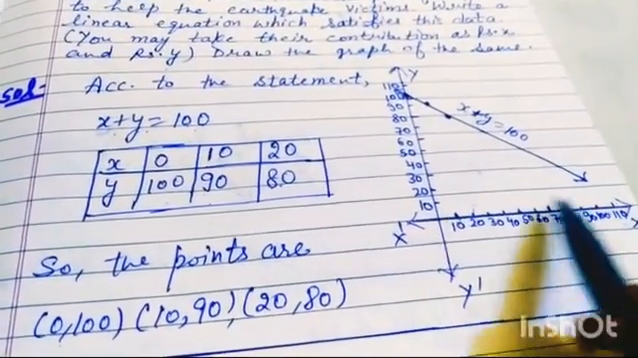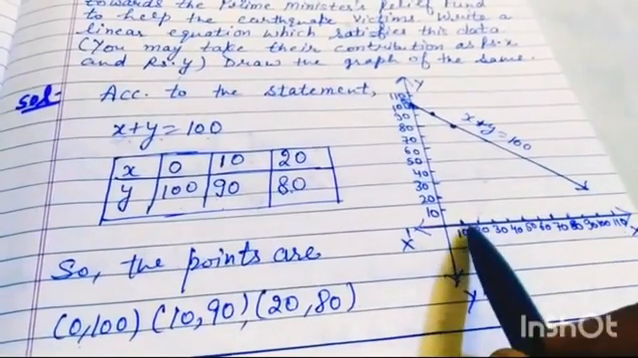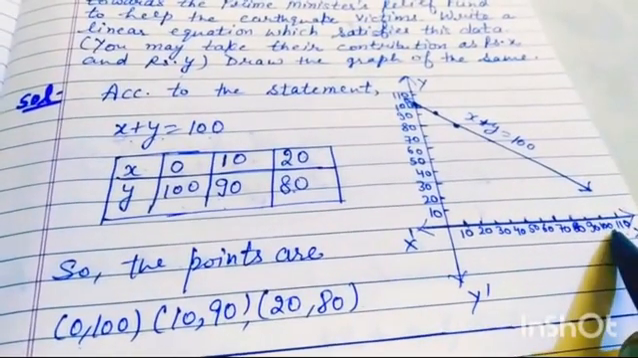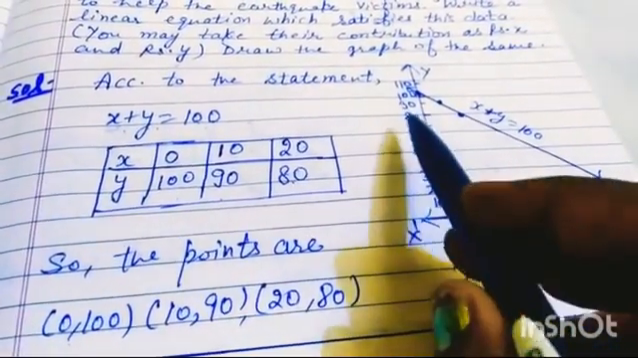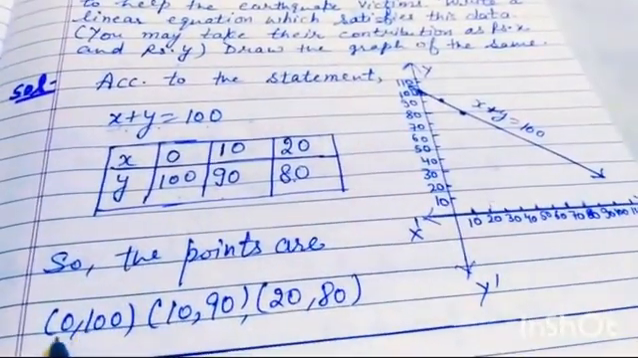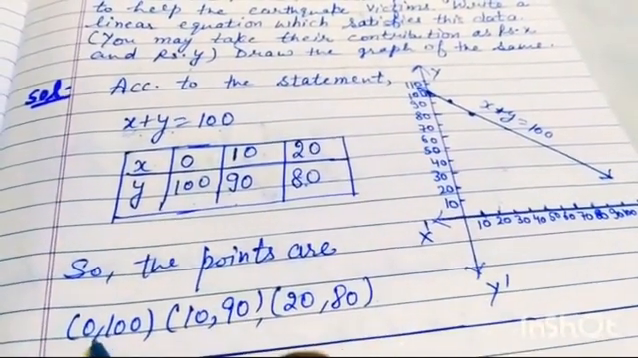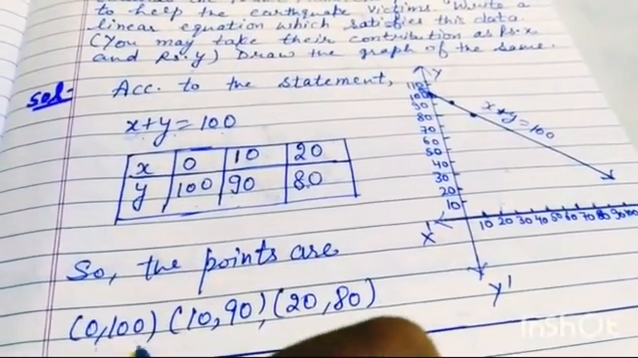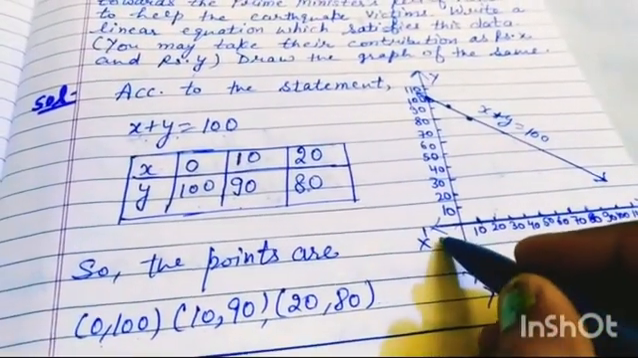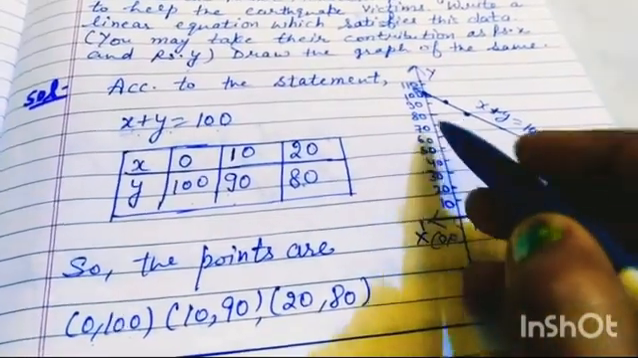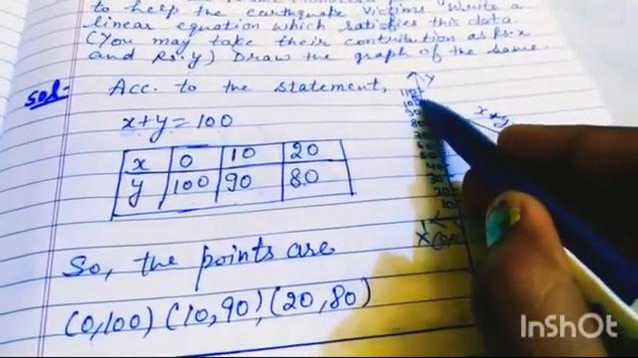This is x-axis and this is y-axis. On this side we have taken points 10, 20 up to 110. Similarly, on the y-axis we have taken points 10, 20 up to 100. First of all, we have to plot the point (0, 100). 0 is from x-axis and 100 is of y-axis. 0 is of x-axis, here is the point 0, 0. And here is the point 100. Then we get this first point.